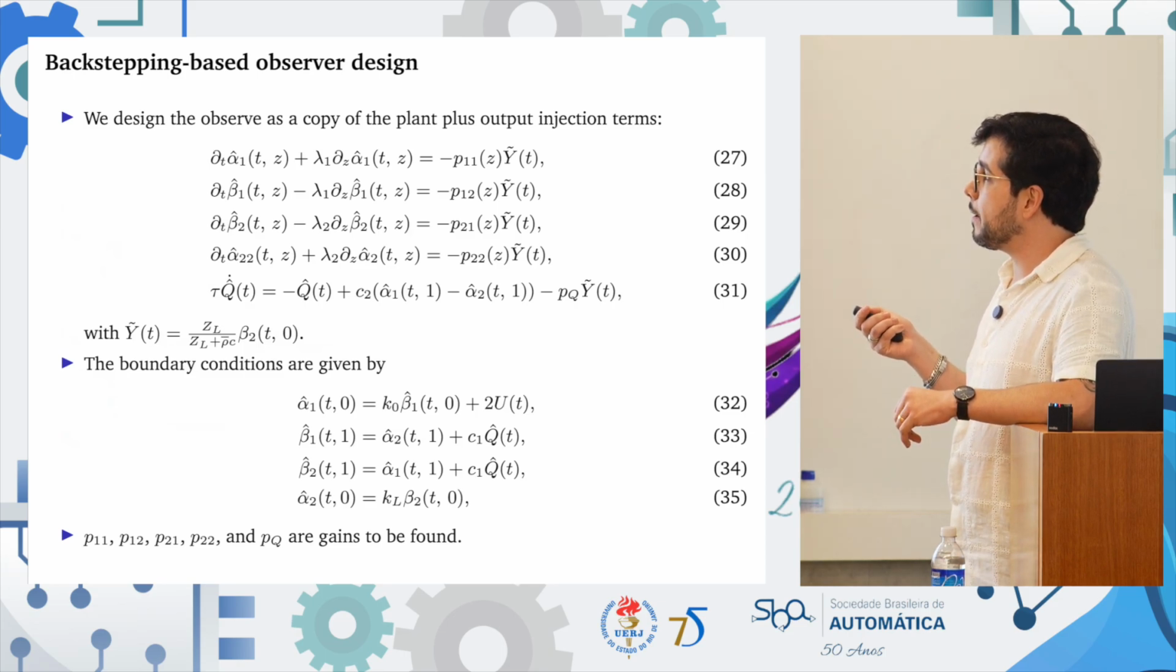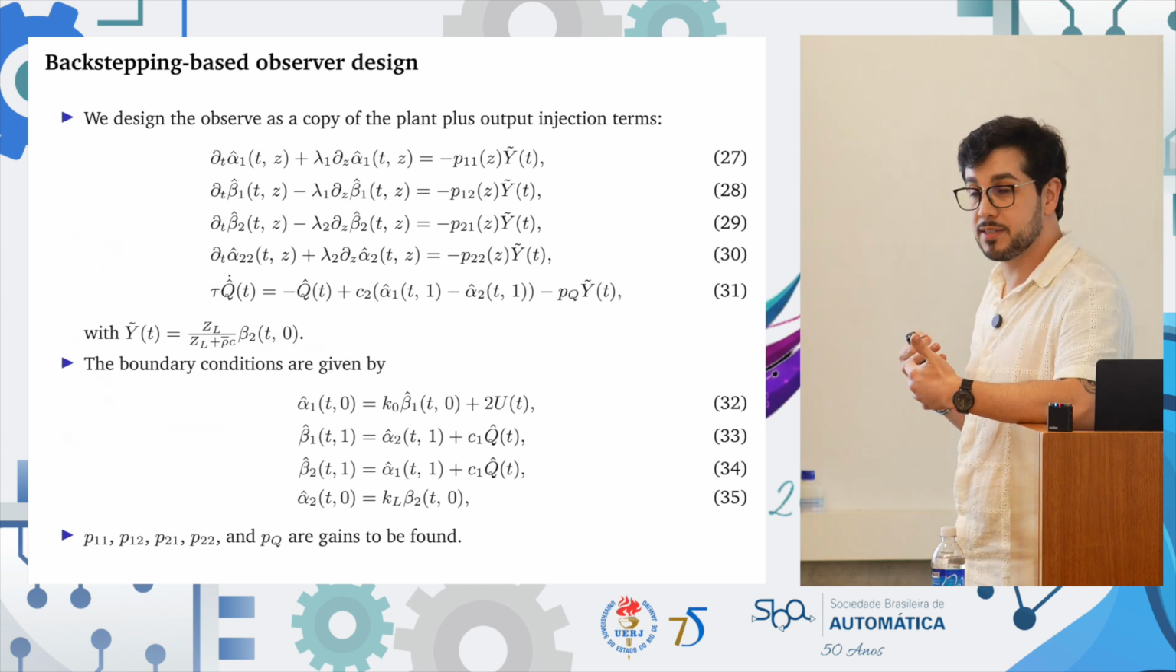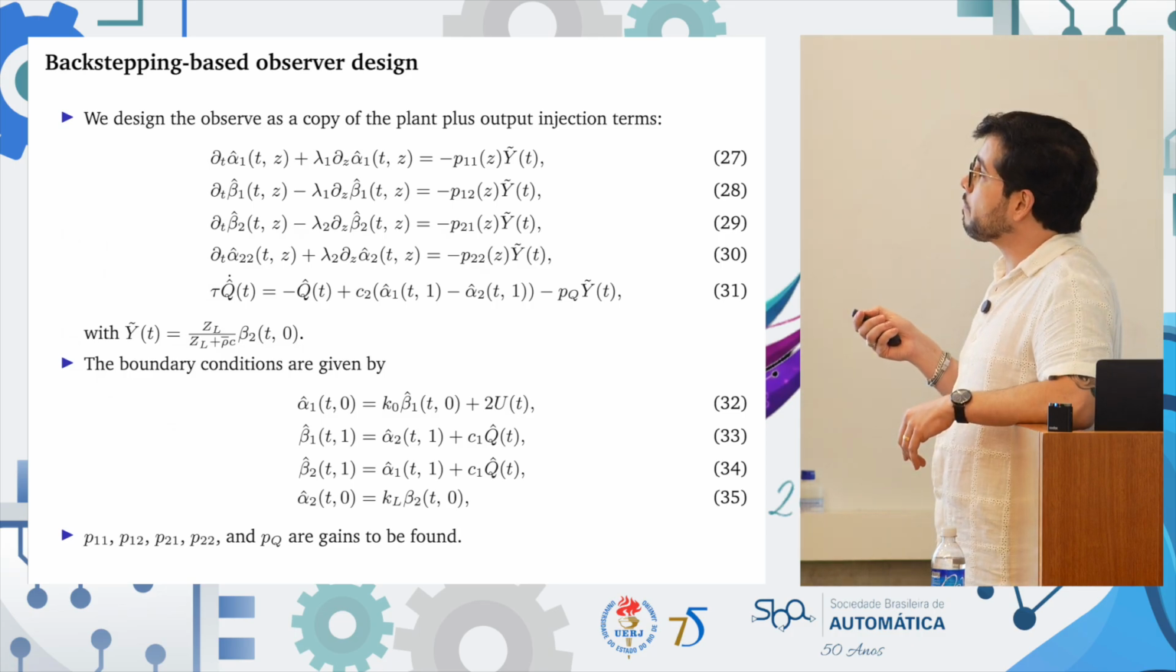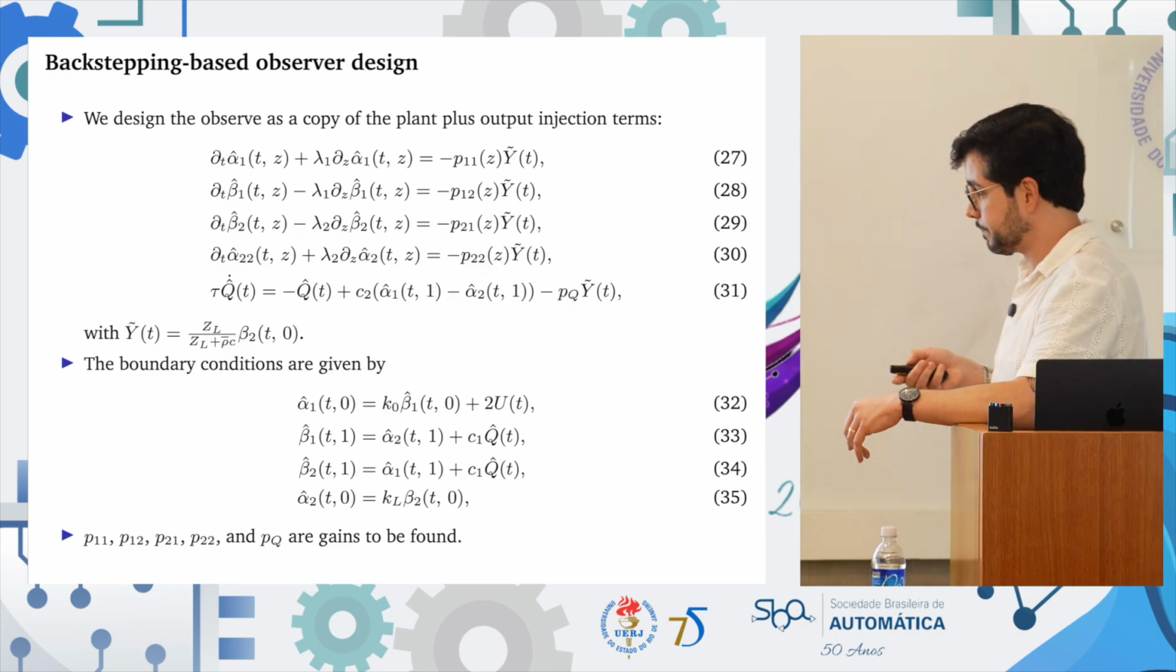In order to estimate the states, we have to find the observer gains, multiplying the output injection terms, that make the error dynamics stable, okay? And this is the value of the pressure, in characteristic coordinates, at the boundary condition. It's given by this expression here, okay?